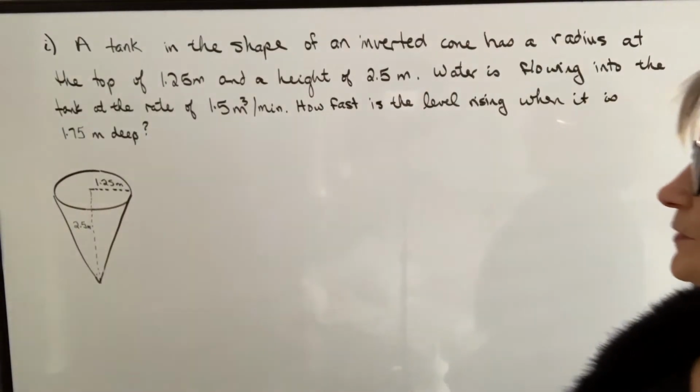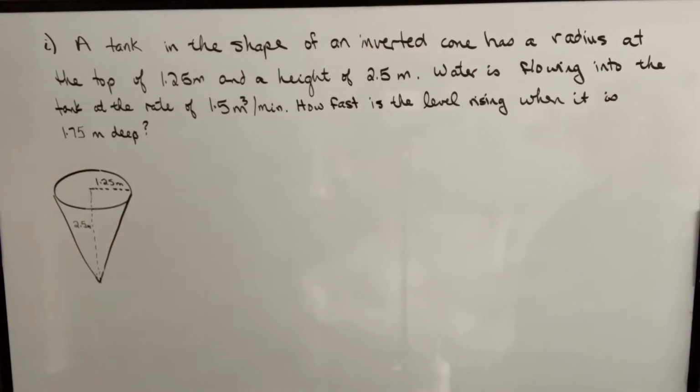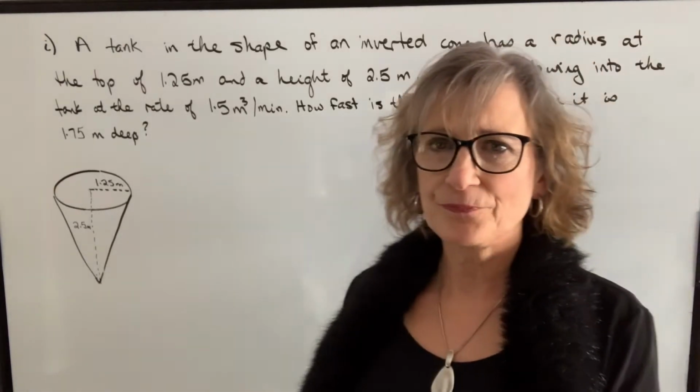The first example says a tank in the shape of an inverted cone has a radius at the top of 1.25 meters and a height of 2.5 meters. Water is flowing into the tank at a rate of 1.5 cubic meters per minute. How fast is the level rising when it is 1.75 meters deep?